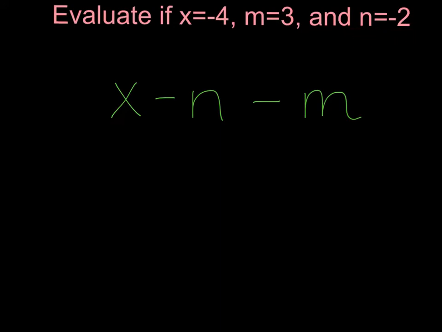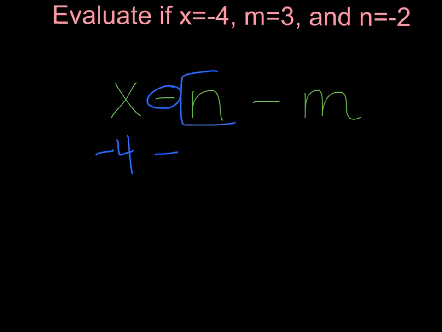So the very first thing I would always do is come down to this expression and fill in whatever these variables equal. So x, I'll start with x, it says it's -4. So right underneath there I'm going to write -4. Okay, then I'm going to keep my minus sign, so I'll just rewrite that.